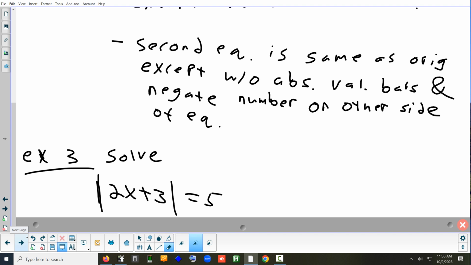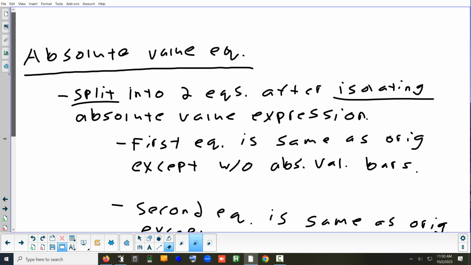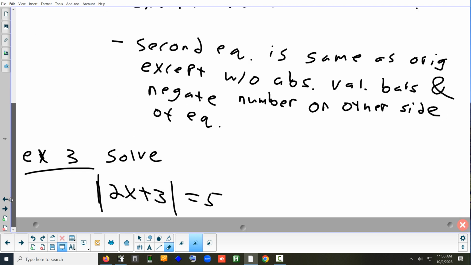All right, so let's look at this one. Absolute value of 2x plus 3 equals 5. So the first question to ask yourself is, look at the absolute value. Is it by itself on one side? Yes, it is. All the stuff is inside the bars. There's nothing outside the bars. So after isolating the absolute value, we can split it into two equations.